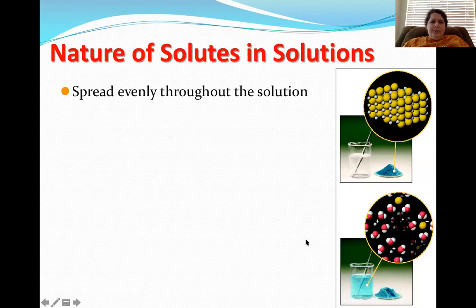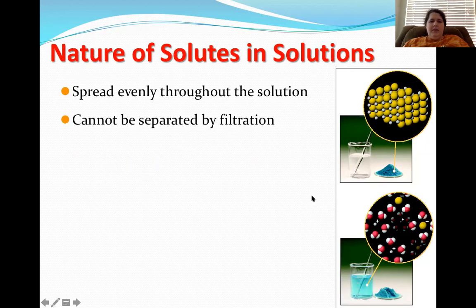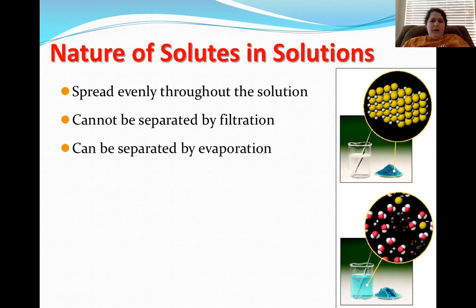All right, so solutes in solution are spread very evenly. Again, we see these little white dots are spread very evenly throughout everything else. They can't be separated by filtration. You can't just pass this solution through a strainer and expect to get the blue powder back out. It's too finely dissolved to do that. However, it can be separated by evaporation. So I can leave this sitting out for a few days, let all the water evaporate, and probably get that blue powder back out.